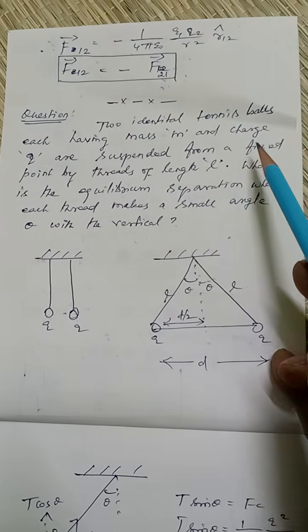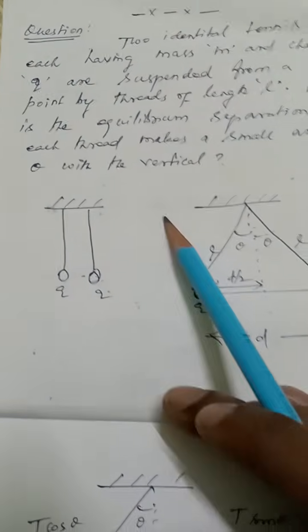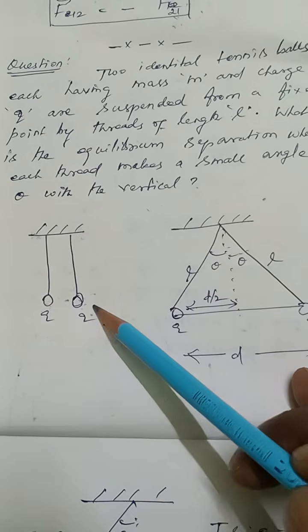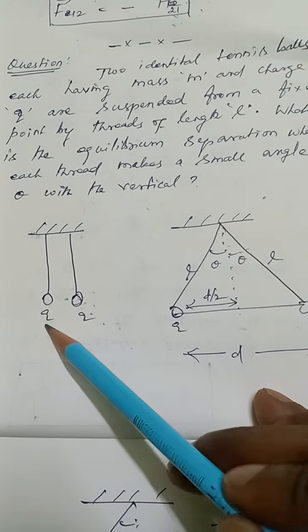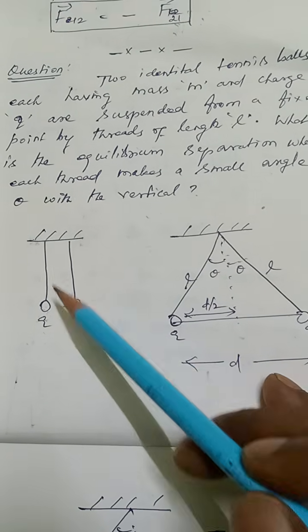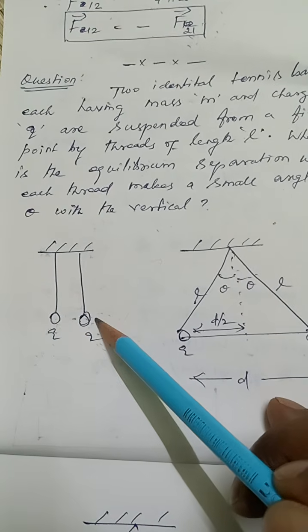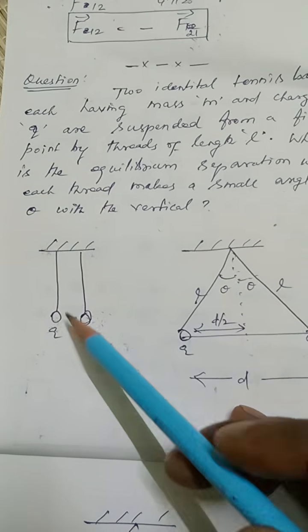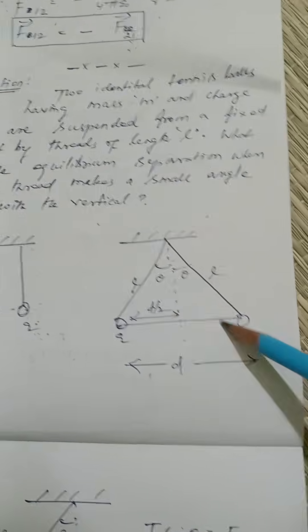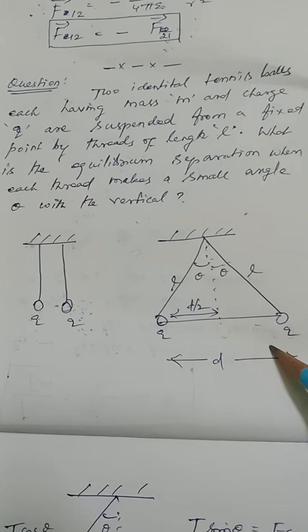And see, they have charge q. Each tennis ball has charge q. So we know the like charges repel each other. Okay, if these two tennis balls possess like charges, that is plus q, they will repel each other. So they cannot remain close to each other like this, as shown in the figure. What will happen? Due to the repulsive force, these two tennis balls will get separated like this, as shown in this figure. So this is the equilibrium position.